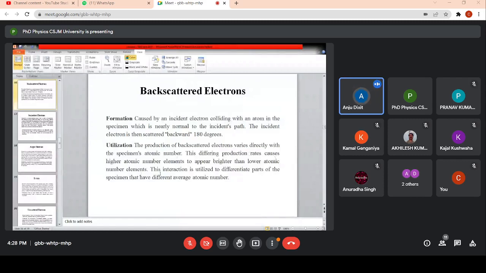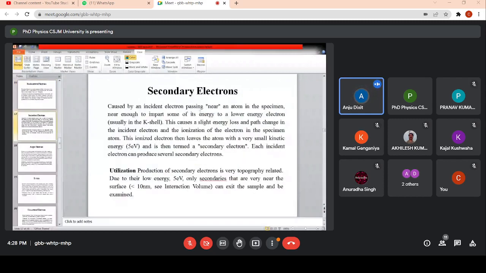This interaction is utilized to differentiate parts of the specimen that have different average atomic number. Then secondary electrons. They are caused by an incident electron passing near an atom in the specimen, near enough to impart some of its energy to a lower energy electron, usually in the K shell. This causes a slight energy loss and path change in the incident electron and ionization of the electron in the specimen atom. This ionized electron then leaves the atom with a very small kinetic energy, that is 5 electron volts, and is then termed a secondary electron.